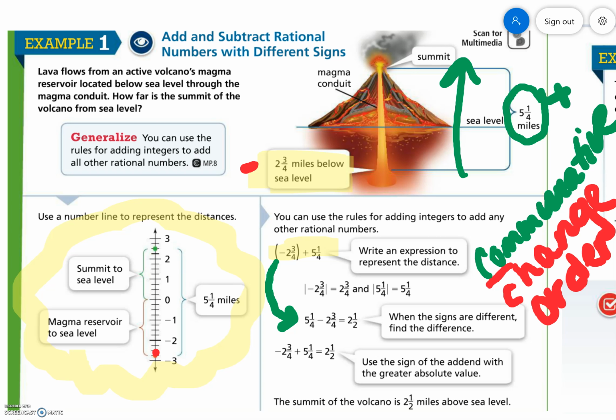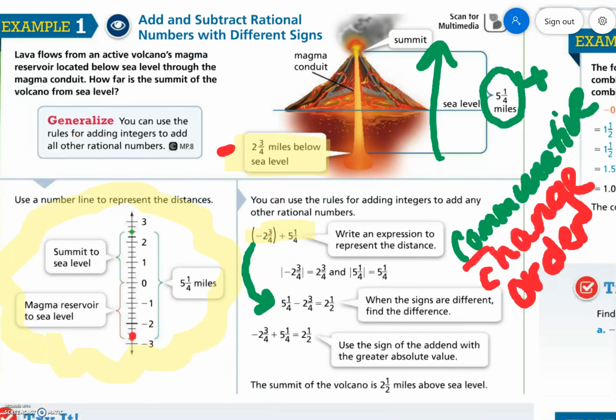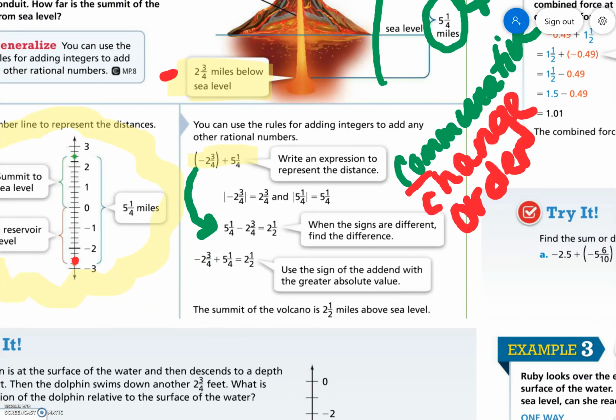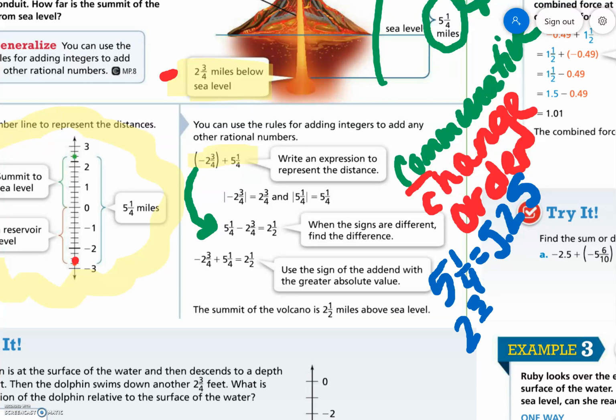So they did this with fractions. I'm more comfortable with decimals, so I'm going to show you what it looks like when you change the fraction to a decimal. So 5 1/4. I think of quarters. 1/4 is 25 cents, so that's 5.25. 2 3/4. Well, 3/4 is 75 cents, so that's 2.75.